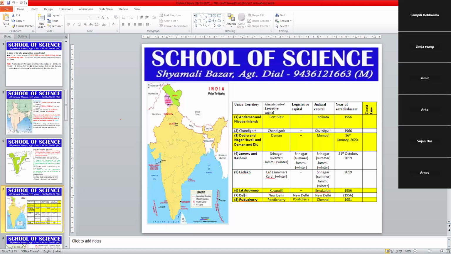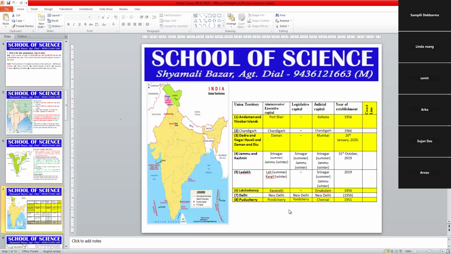Okay. Then we have Lakshadweep. The capital of Lakshadweep is Kavaratti, and the judicial capital is Ernakulam. And Delhi, the administrative or executive capital is New Delhi, the legislative capital is again New Delhi, and the judicial capital is also New Delhi. Puducherry, the executive administrative capital is Pondicherry, and Chennai is the judicial capital of Puducherry.